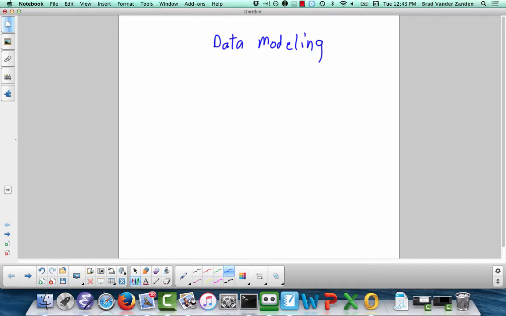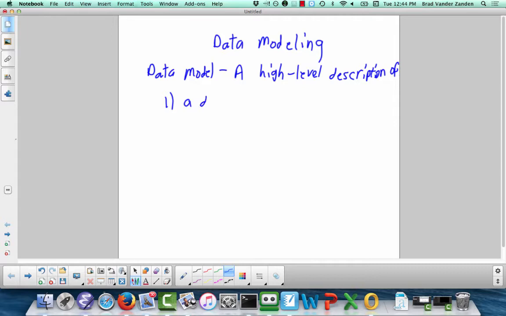Basically, my definition of a data model is going to differ a little bit from the book's. You want to use my definition. Okay, so to me, a data model is the following. It's a high-level description of the following things. One, a data's entities.